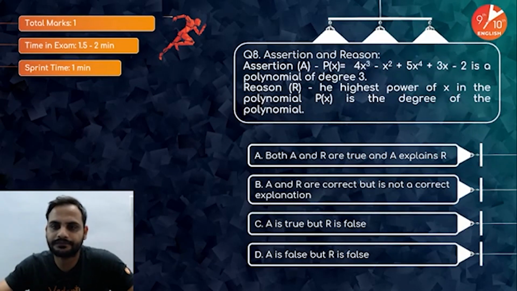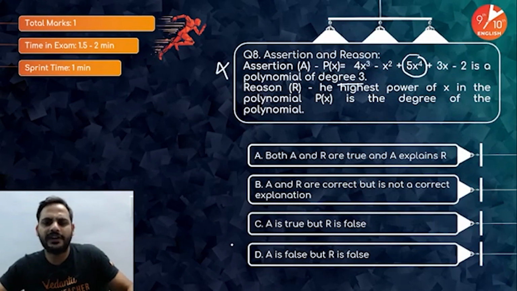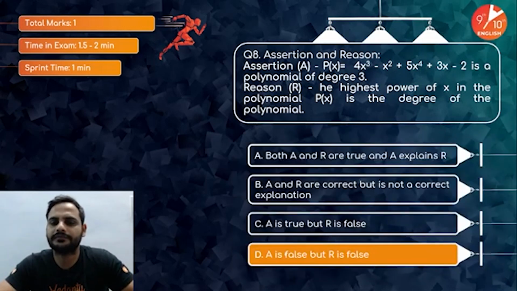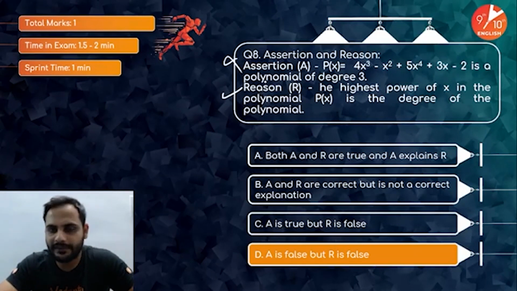One more question. Dekho, assertion first. P(x), one whole polynomial is given, is a polynomial of degree 3. Beta, I identified over here, sir, x raised to the power 4 term is over here. Assertion is false. I'm not even reading, I can say assertion is false. D is my correct answer. देख लो, ठीक है. If you will read R, reason: highest power of x in the polynomial is the degree of the polynomial. Reason is correct, है ना. If one of them is false, other one will definitely be correct.